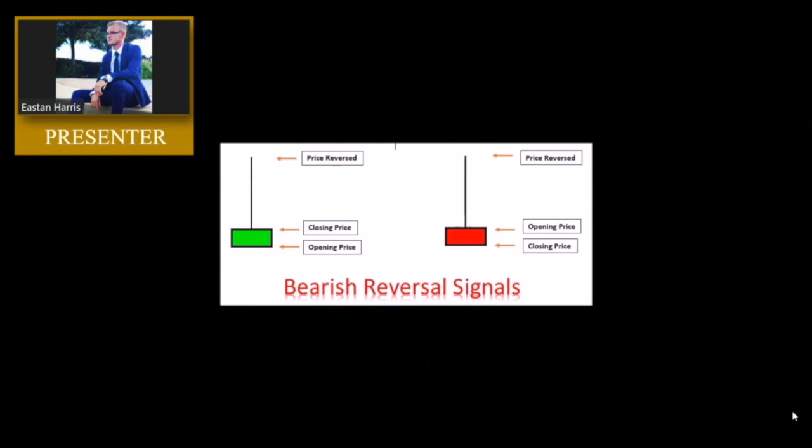My name is Easton Harris, and one of the first candlestick formations we're going to be looking at are these bearish reversal signals, also known as exhaustions. If you look at the candlestick on the left, you can see that the opening price is at the bottom of the candle and the closing price is at the top of the candle.